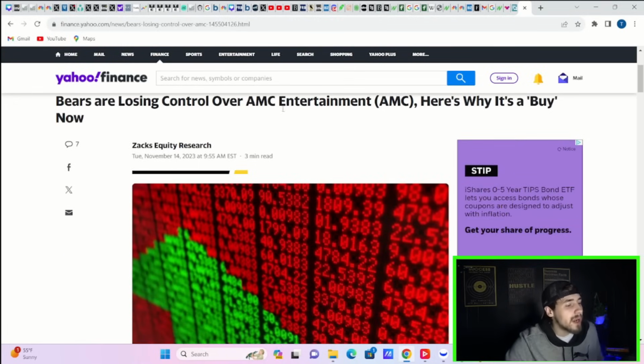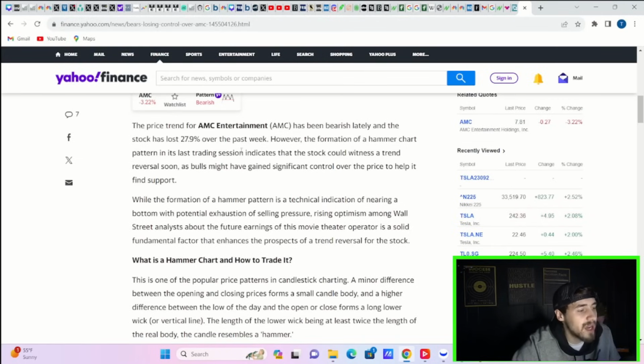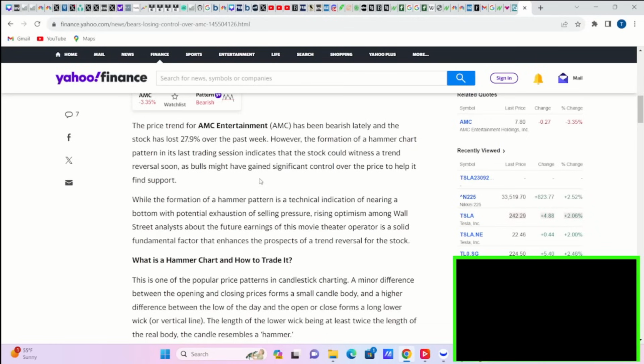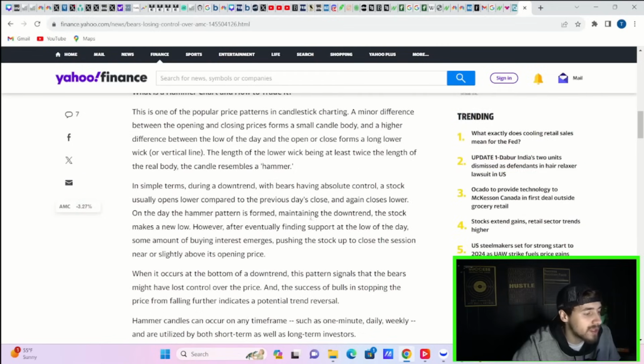So the bears are losing control over AMC Entertainment. Here is why it's a buy. The price trend for AMC Entertainment has been bearish lately, and the stock has lost 27.9% over the past week. However, the formation of a hammer chart pattern in its latest trading session indicates that the stock could witness a trend reversal soon, as bulls may have gained significant control over the price to help it find support. The formation of a hammer pattern is a technical indication of a nearing bottom with potential exhaustion of selling pressure. Rising optimism among Wall Street analysts about the future earnings of this movie theater operator is a solid fundamental factor that enhances the prospects of a trend reversal for the stock.